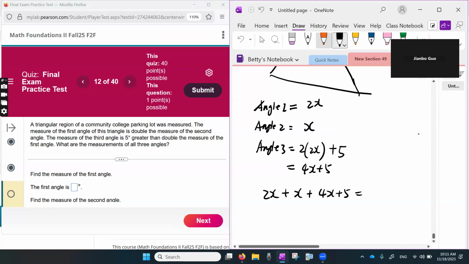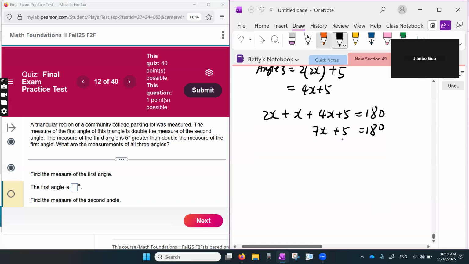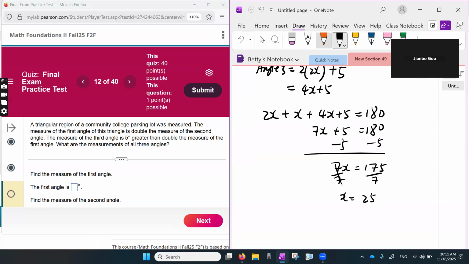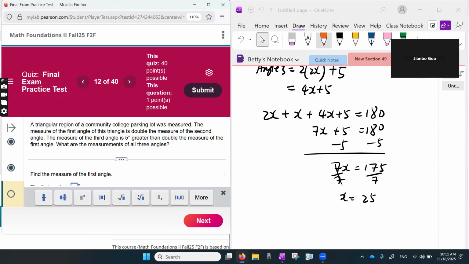And all together 180. Right? Simplify the left side: 2x, 1x, 4x, add together 7x. Plus 5 equals 180. Minus 5 from each side. 7x equals 175, divided by 7. I encourage you to use a calculator to assist you. We have 35, 25, yeah. 2 times 7 is 14, so 25. x equals 25. So that means the second angle is 25. Then the first angle would be double, is 50, right? It's 50.